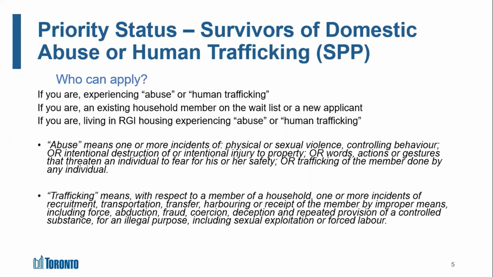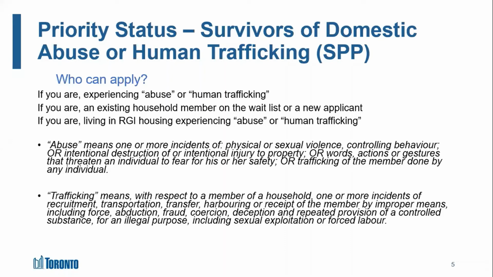Who can apply for special priority? If the applicant that you are supporting is experiencing abuse or human trafficking, if they are an existing household member on the wait list or a new applicant, if they are currently living in rent geared to income housing and experiencing abuse or human trafficking.